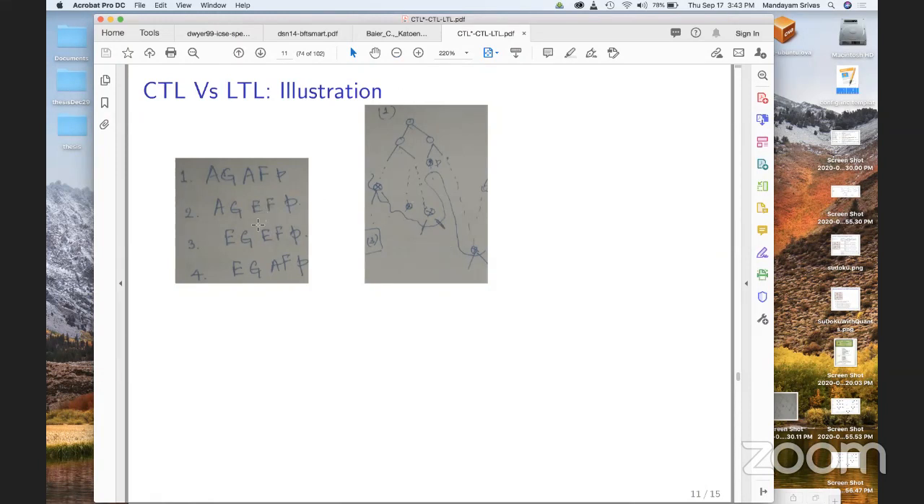That is the thing. So let's move to the second formula, AG of EF of P. So this states that globally, on every path, every state on every path should be such that EF of P holds good. That is, from each of those states, there exists a path on which P holds, okay? Yeah, so this is certainly weaker than AG of AF of P.